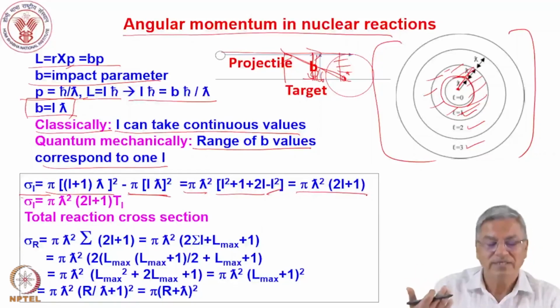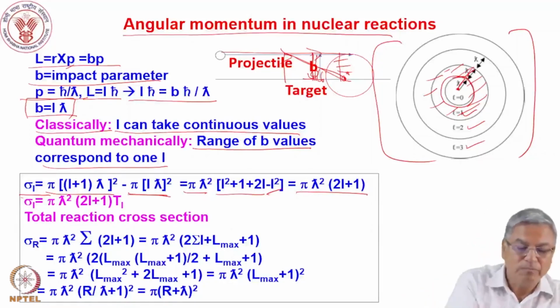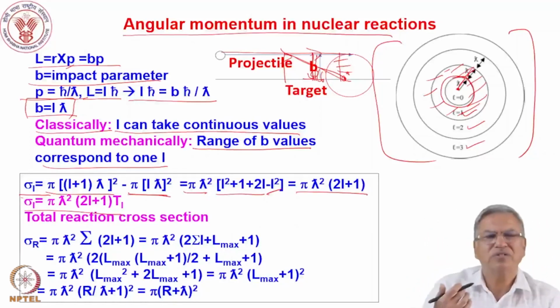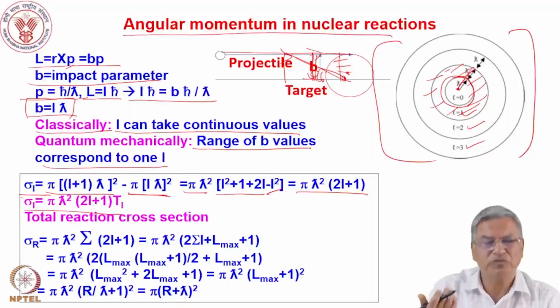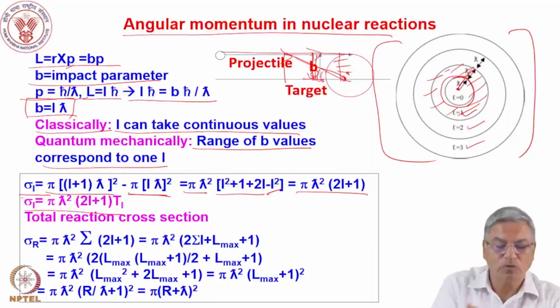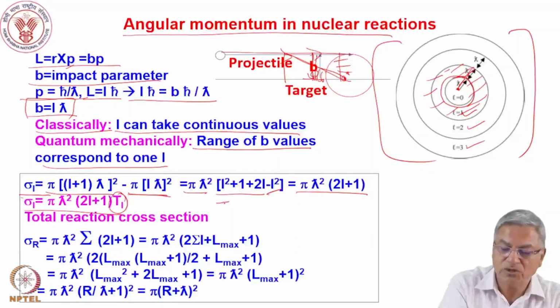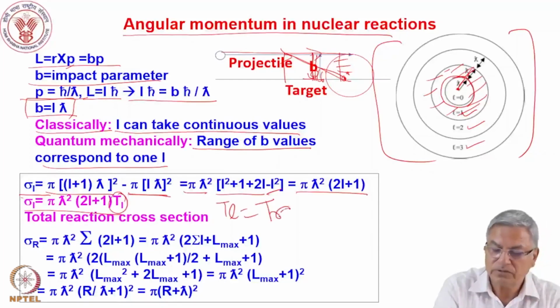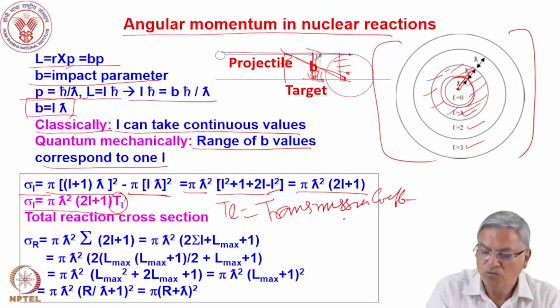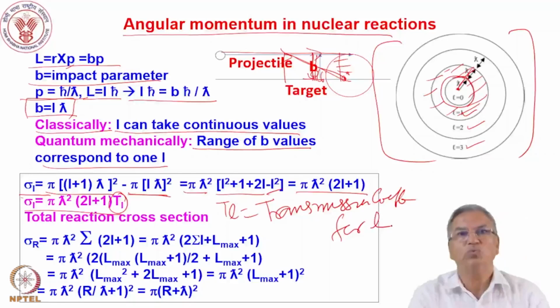So now you can see the cross section for a particular L wave depends upon the L value: π λ-bar square (2L+1). And since these charged particles can penetrate the Coulombic barrier, there is a transmission coefficient. Even for the neutron, there is a change in potential, and hence there is a transmission coefficient factor. That is defined in terms of the transmission coefficients. T_L is called the transmission coefficient for a particular L value.